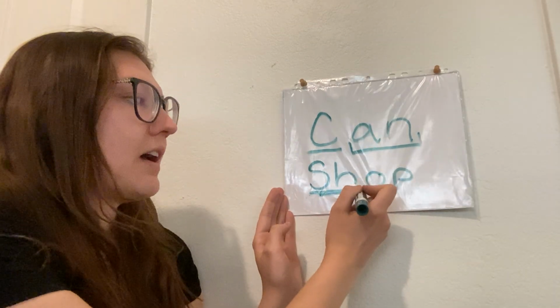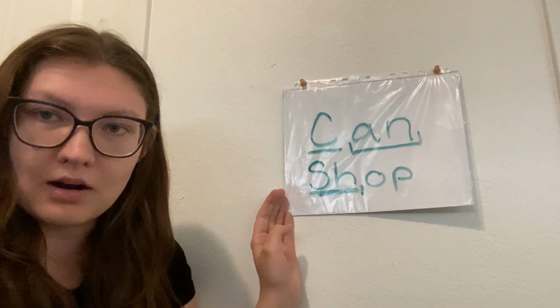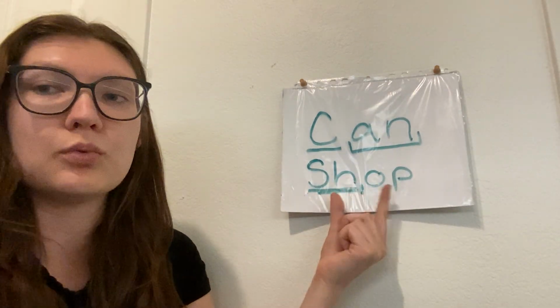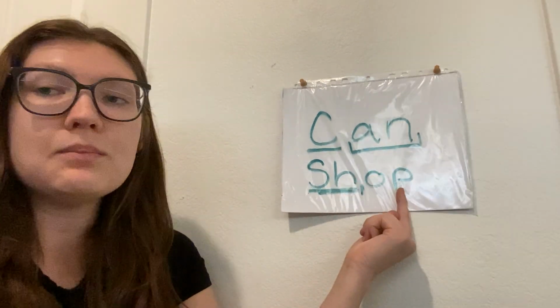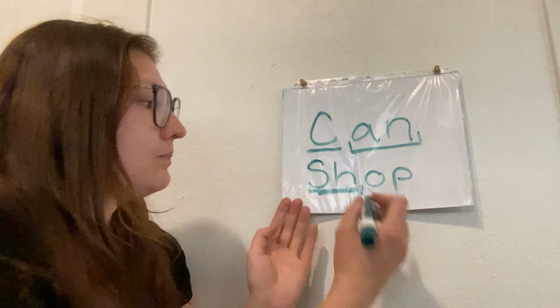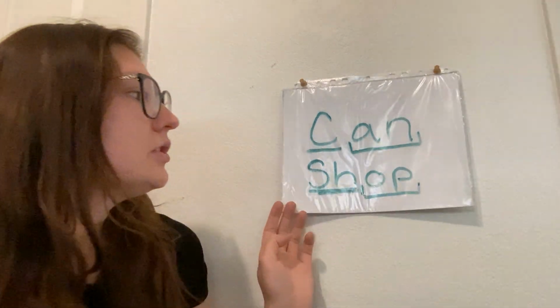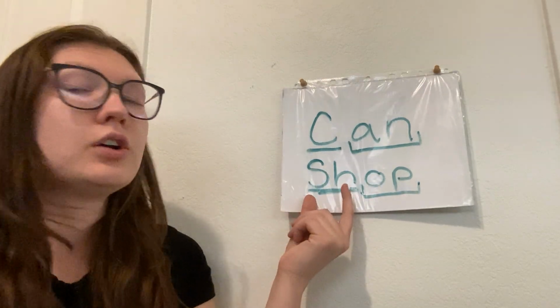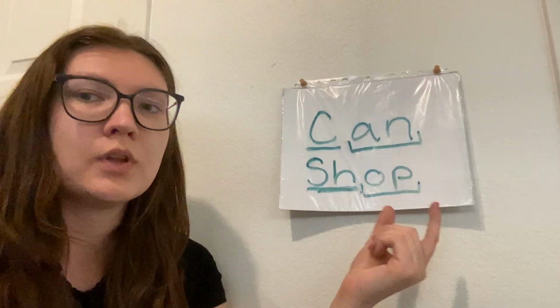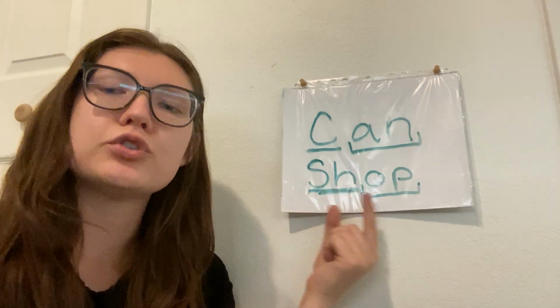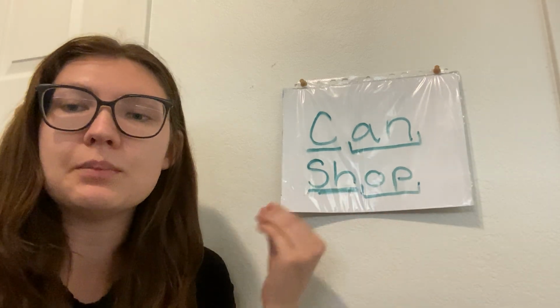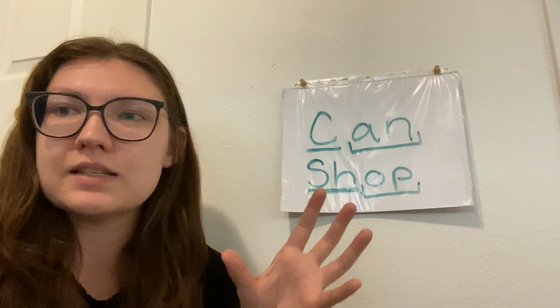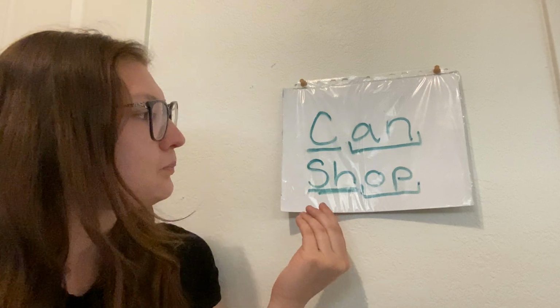Now again, find that vowel, draw a little line. That's where we're going to break it up. O and P, they're gonna stay together. So just like can, we're gonna do the same thing for shop. We have sh, op, shop. So that would be the blending and the segmenting of the word.